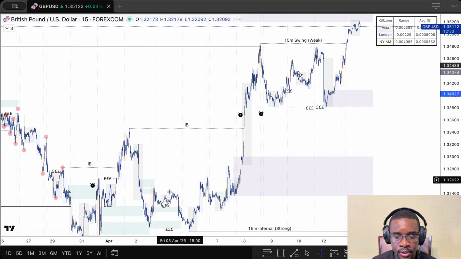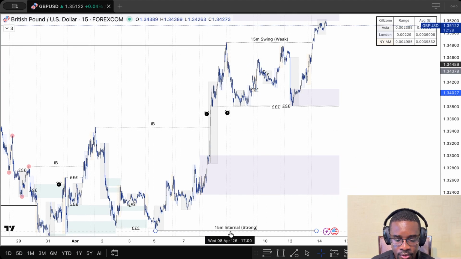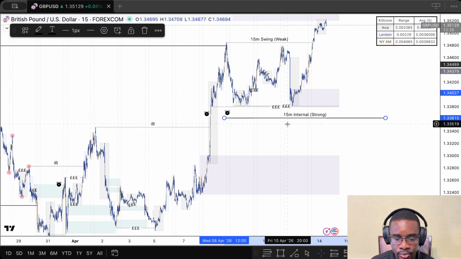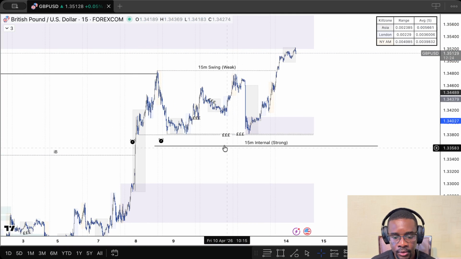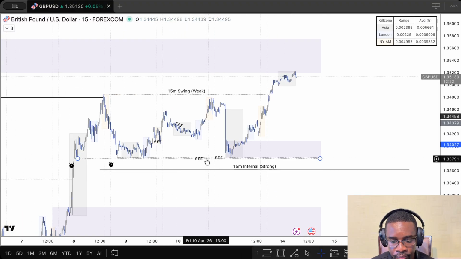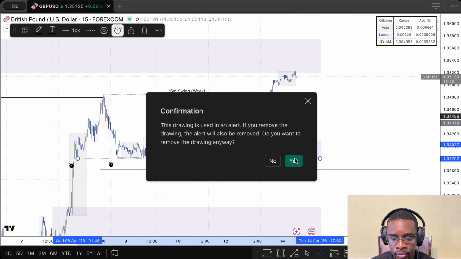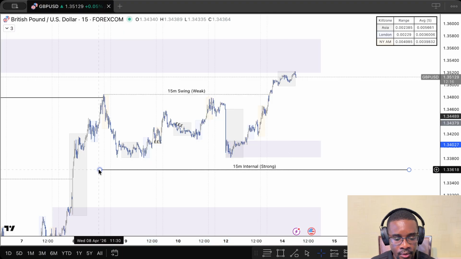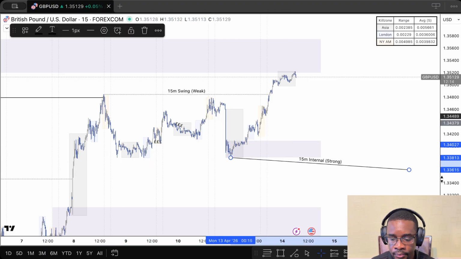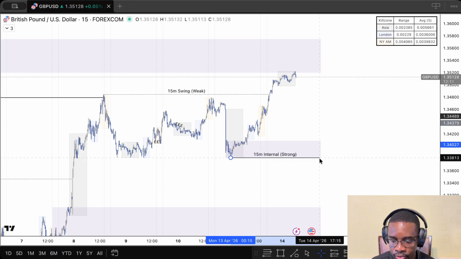That was my swing. So internal structures pushed up to here. Okay, so one of these lows. So I'm just gonna remove these areas. And then we have this low. That's now my strong internal low.